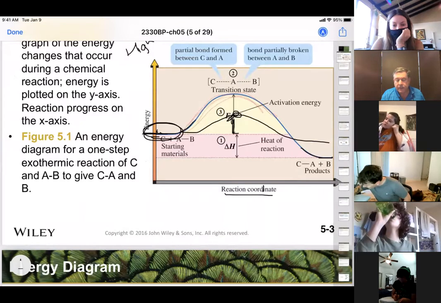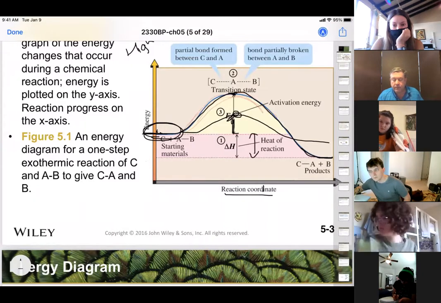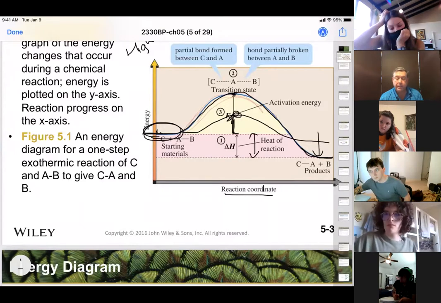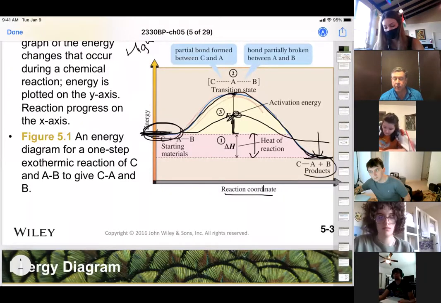And you're going to add energy, get to this transition state. You're going to break some bonds and form some new ones and come down to your products here. The difference between that starting materials and the products is your heat of reaction. In this case, our products are lower in energy. So that means this had more energy than this, so it gave off heat. So when our products are lower than our starting materials, we have an exothermic reaction.